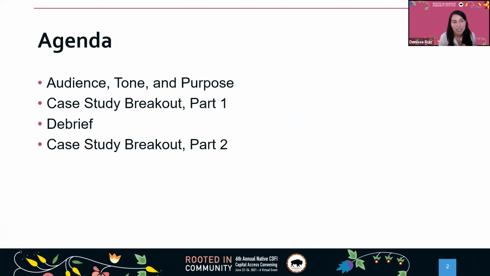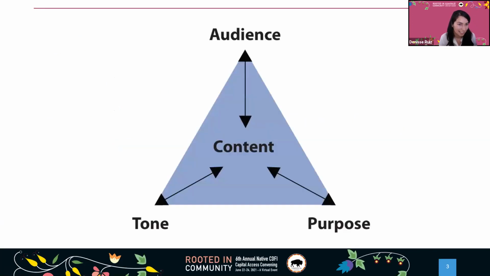For the agenda today, I'm first going to go over some fundamentals in terms of audience, tone, and purpose. After that, I'm going to have everyone break out and do a case study. Then we're going to come back and debrief, and then we're going to jump into another case study after that. Next slide.